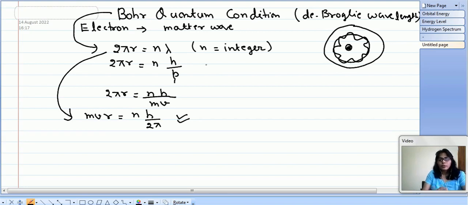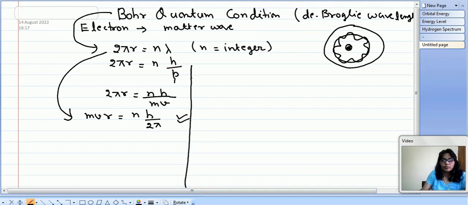So this is the Bohr quantum condition. Now let us write in the same page. Shortcomings of Bohr atomic model. So let us put another heading, shortcomings of Bohr atomic model.